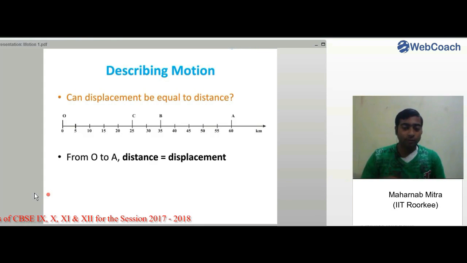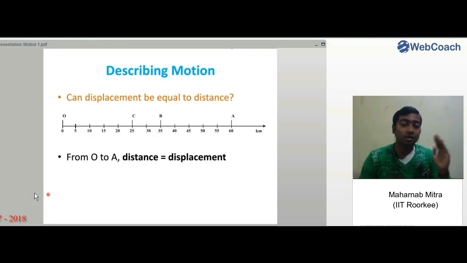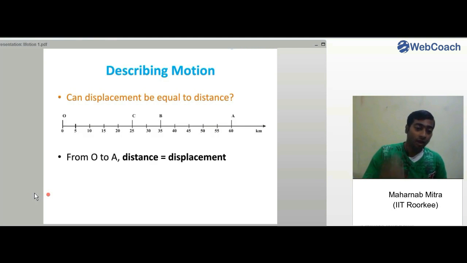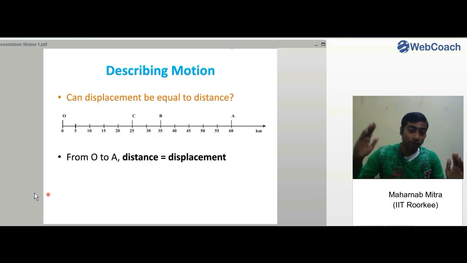Now if we talk about the motion from 0 to A, the particle covers distance 60 kilometers, right? The particle covers an entire path of 60 kilometers, and here the shortest distance between the initial point and the final point is also 60 kilometers. Why? Because our initial point was 0 and now our final point is A, right? And the particle has not gone any further.